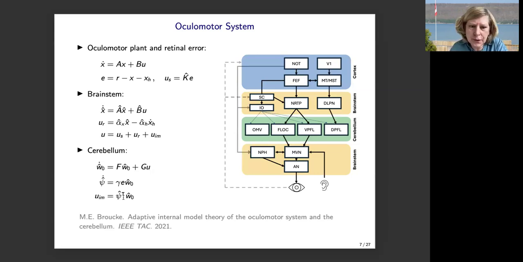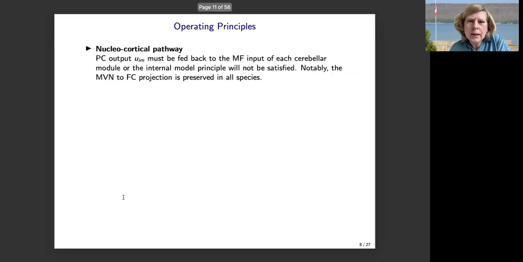Okay, so now some principles that come out of this. If this is really going to be the explanation of the floccular complex, you can only have an internal model satisfying the internal model principle if you take the Purkinje cell output and send it back to the mossy fiber input. And there is such a pathway verified in a number of papers.